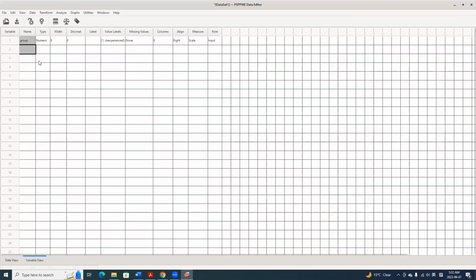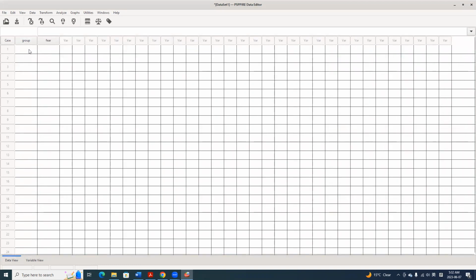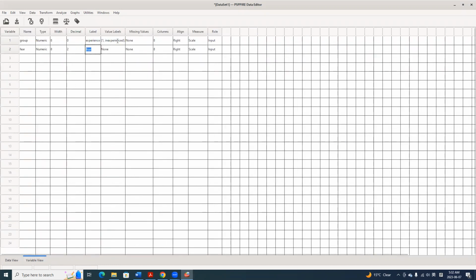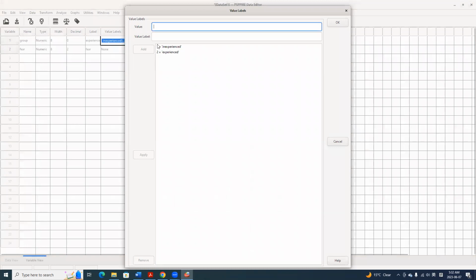Okay. And then the other variable is fear. Here, let's have 2 decimal points. And so group 1, how many people? 6. Yeah, no. I have zeros and ones, right? 0 is inexperienced.